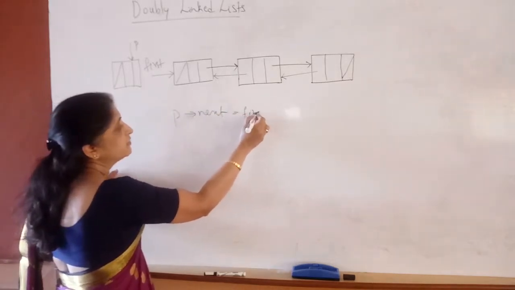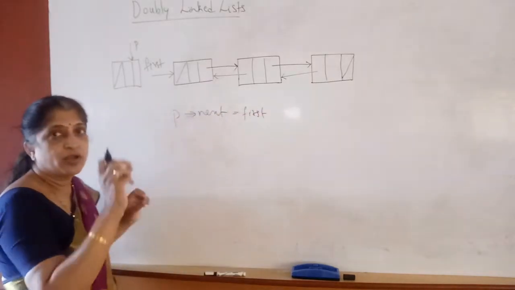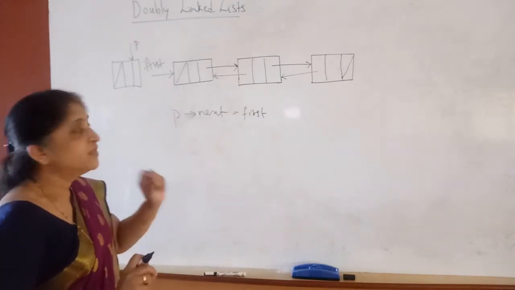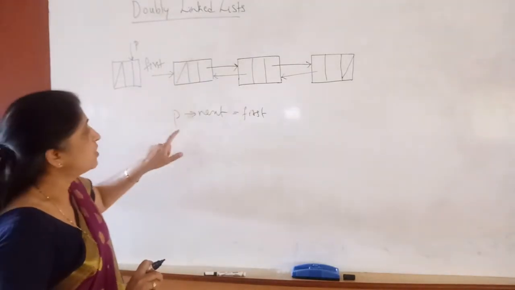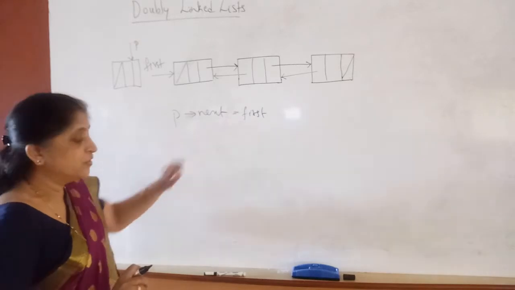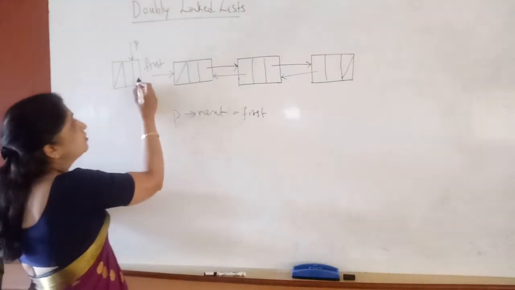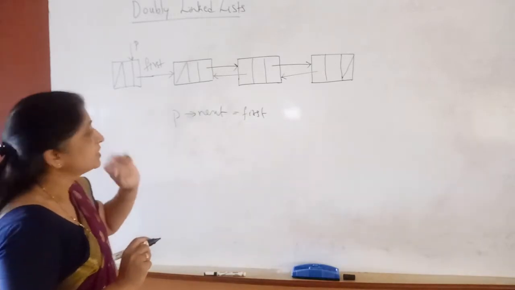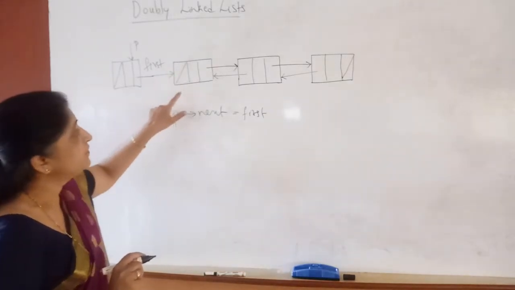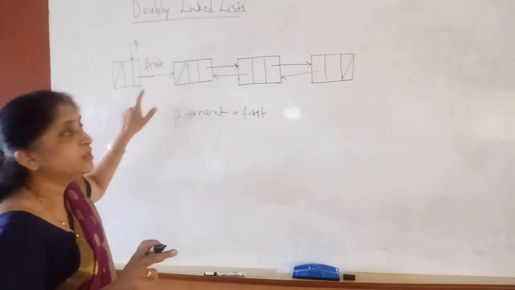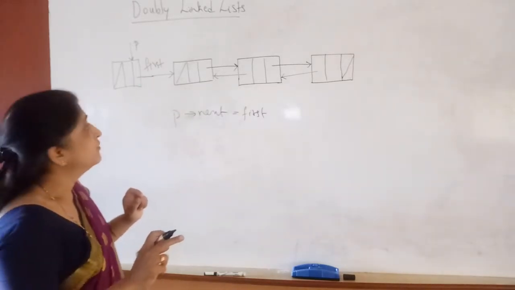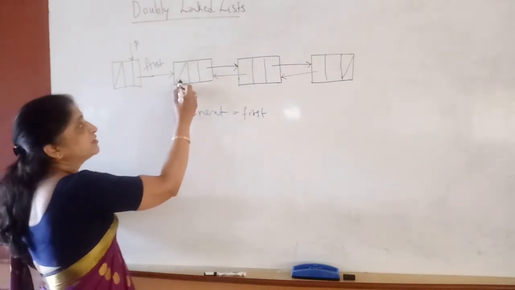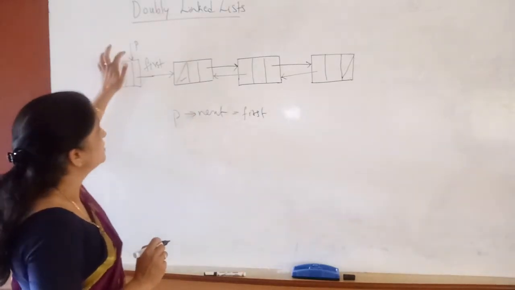Then the next address field will be pointing to the current first node. So in the P next field, I have to make this point to the current first node. Where do we have the pointer to the current first node? We have that in the variable first. So I write P next is equal to first. With this, the new node will start pointing to the current first node. Then I have to make the previous field of the current first node to point to the new node.